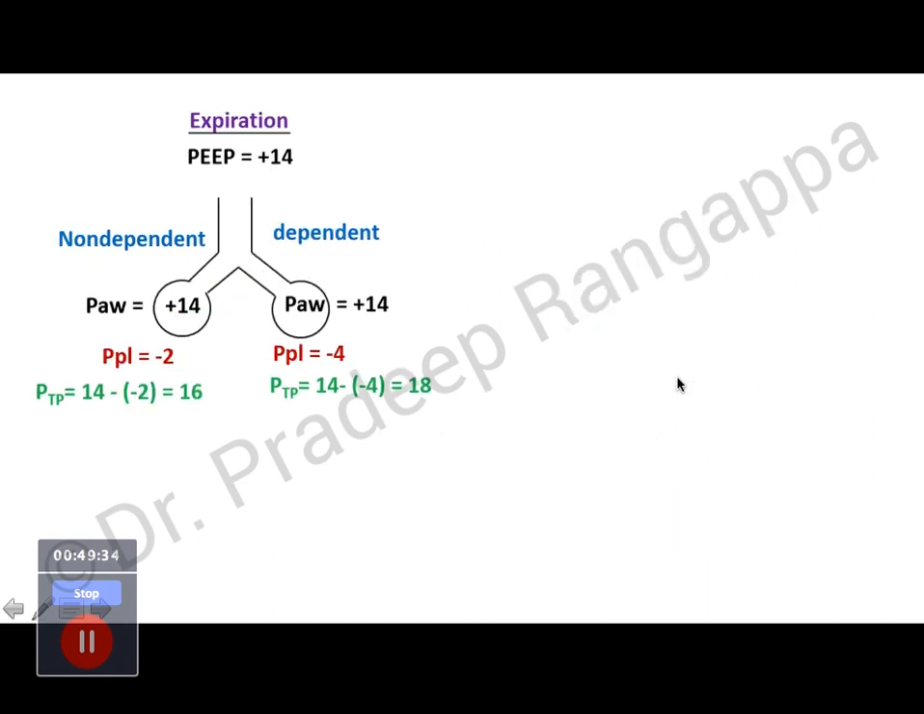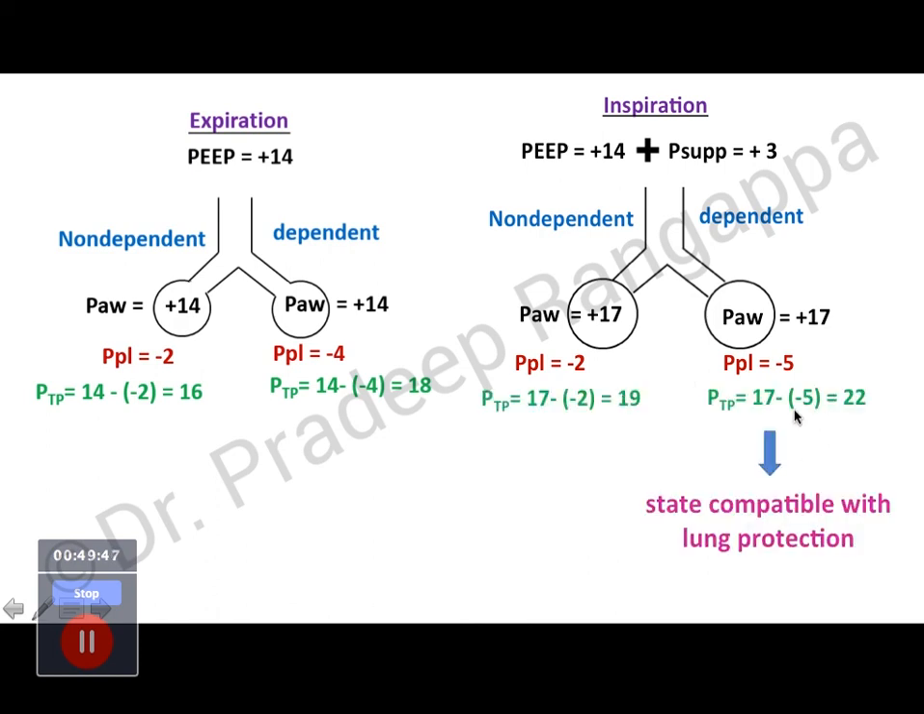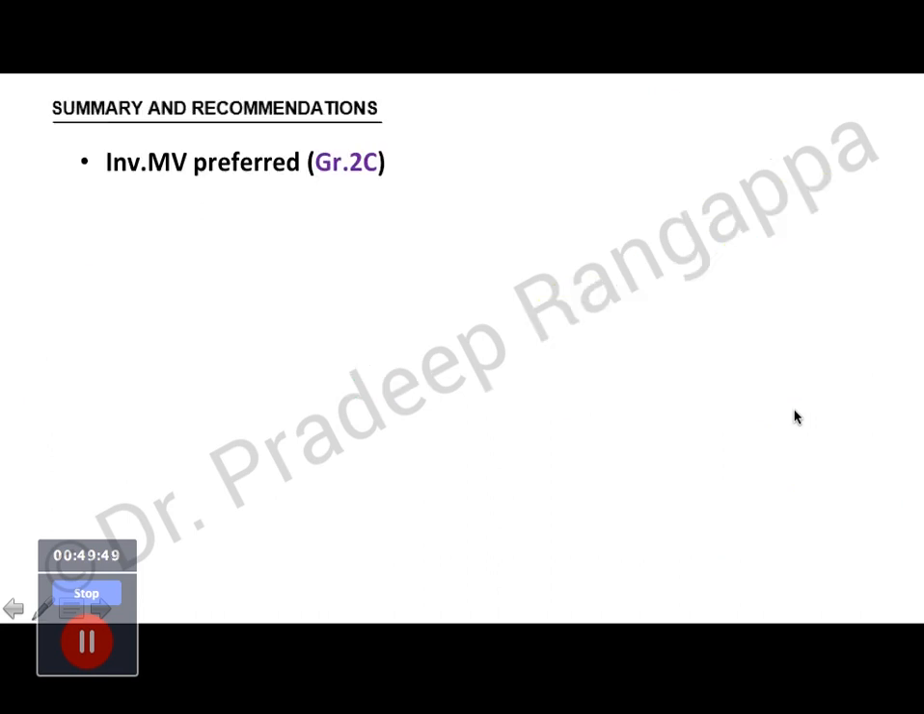What we ideally want is this. You put a PEEP of 14, your transpulmonary pressure is adequate to open up the alveoli, but in inspiration you reduce the pressure support to 3, because that will help you in reducing the transpulmonary pressure to just around 22, which is the ideal thing. So this is what we want. So, summary and recommendation. I recorded this concept, I'll put it on the website, watch that again. That is the core essence of the whole ARDS ventilation.